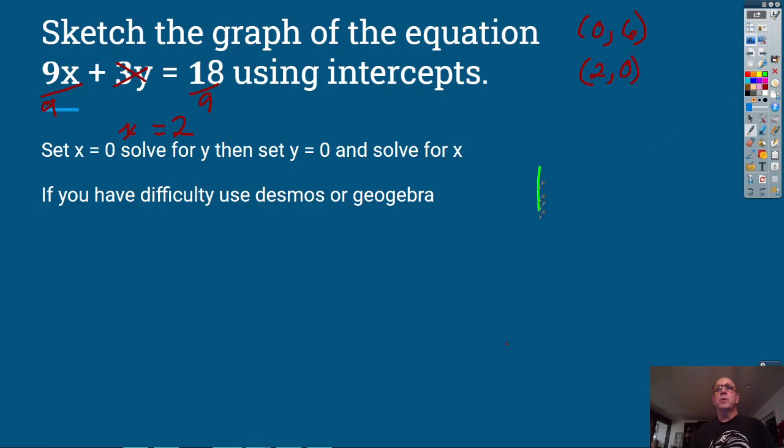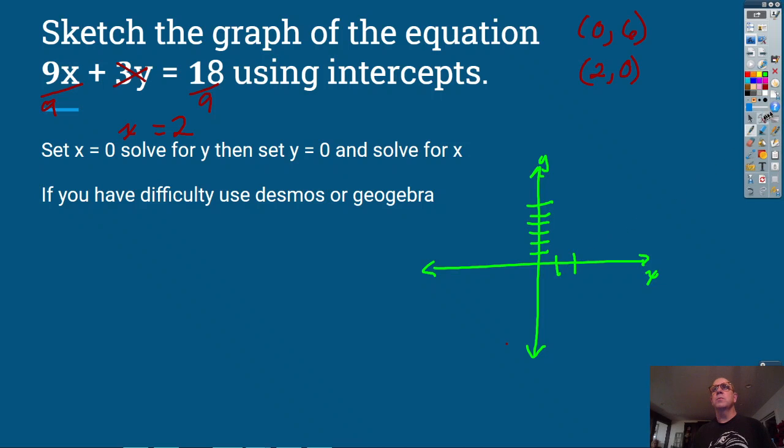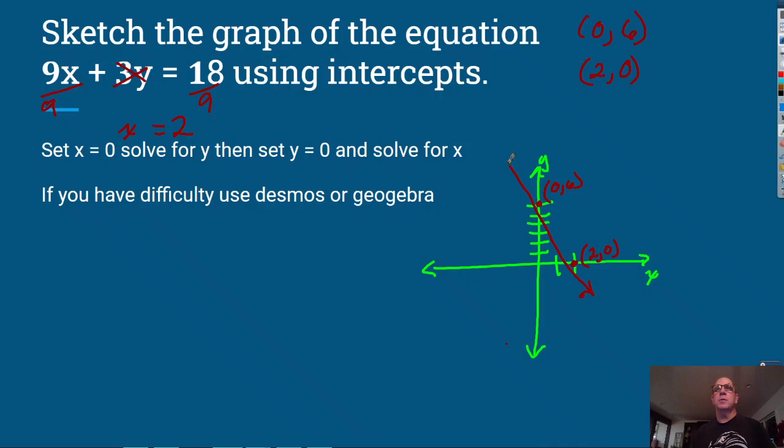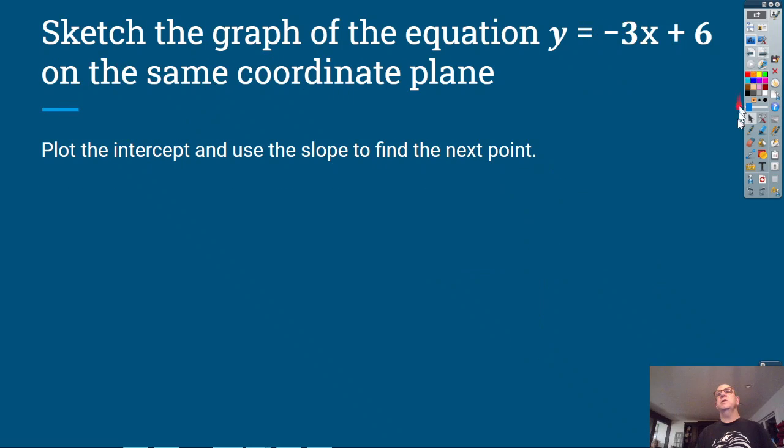And just to sketch it, here's our x-axis, here's our y-axis. And we have 0, 6, and 2, 0. So we just graph 0, 6, and 2, 0, and we draw a line between them. Okay? That's our sketch of our graph. Easy peasy.